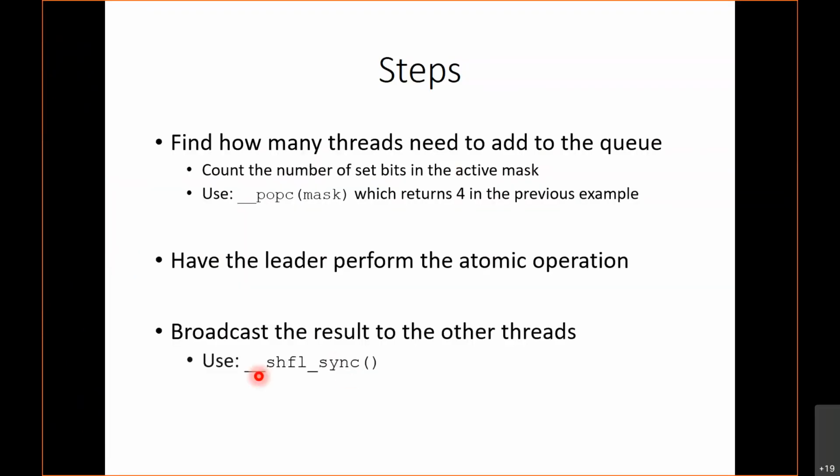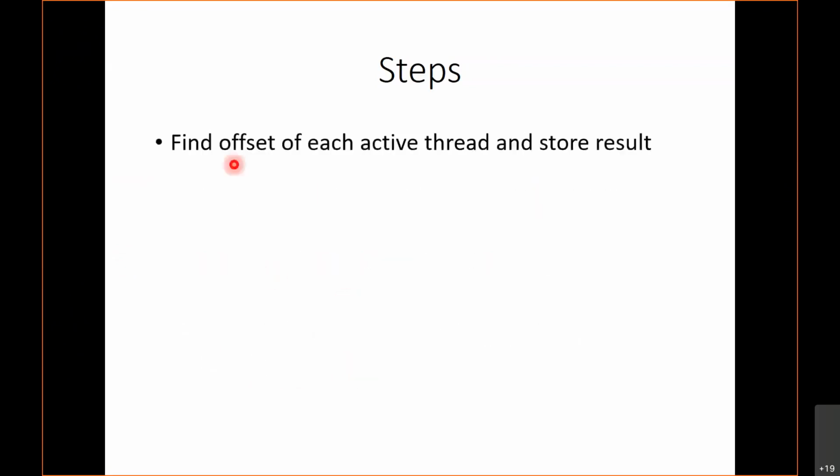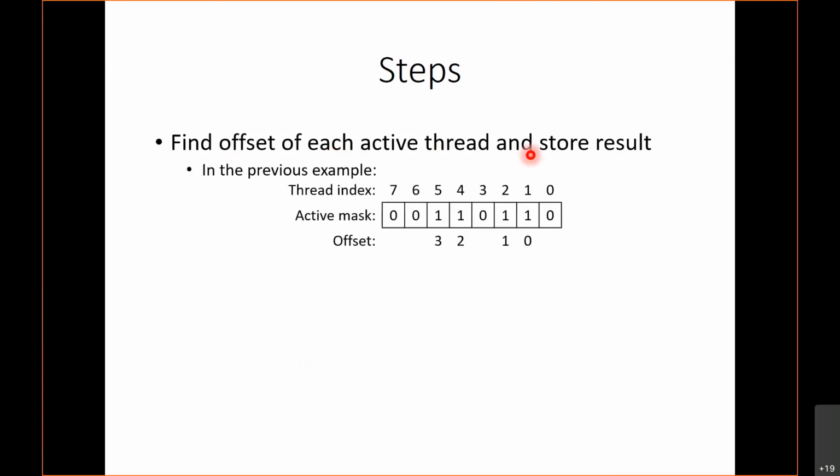By the way, here for the broadcast we used shuffle. Okay, next step is we want to find the offset of each active thread and store the result. Now let's take a look at the previous example. The leader thread would have been thread 1. Thread 1 would have allocated 4 elements in the queue, and then starting from that, thread 1 is going to store its result at an offset of 0. Thread 2 stores its value at an offset of 1. Thread 3 doesn't have anything, so thread 4 is going to store the value at an offset of 2. Thread 5 at an offset of 3.